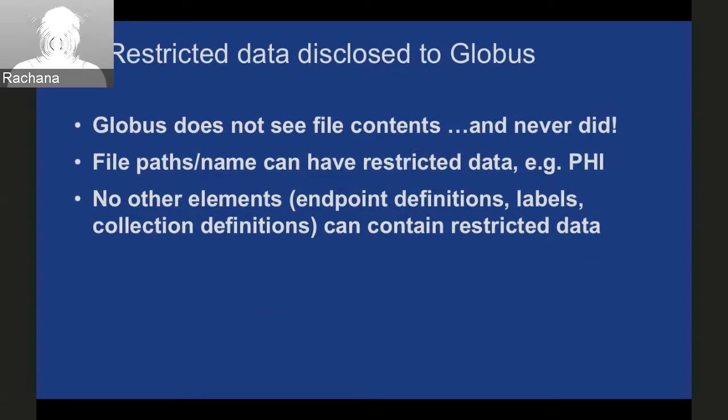No other elements in the Globus system can contain protected data. So if you're creating endpoints or you're creating labels, then you cannot add any protected data in those pieces. So it's really the file paths and the file names. Of course, the file contents can have it because we never see it and it's encrypted.